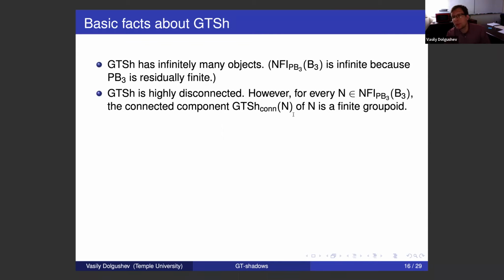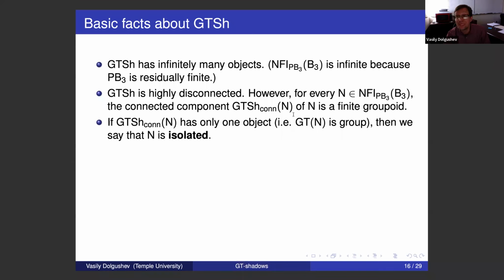In fact, in many examples, this groupoid is actually a group. I have only one object. In many examples, just one object. And if I have only one object, then I'm going to say that n is isolated. So if the connected component of n has only one object, in other words, GT_N is a group, then I'm going to say that n is isolated.